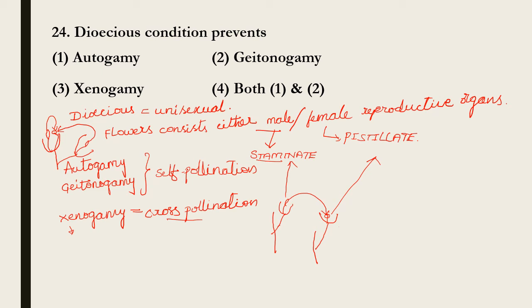So in dioecious plants, there is no question of self pollination. In the dioecious condition, in a staminate flower or a pistillate flower, there is no question of self pollination. It favors only cross pollination, and this unisexuality prevents self pollination. Self pollination is of two types, autogamy and geitonogamy. Both are prevented, so the correct option is 4. Both autogamy and geitonogamy are prevented in the dioecious condition.